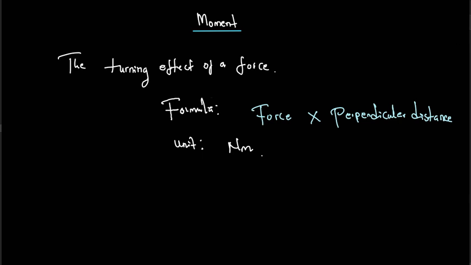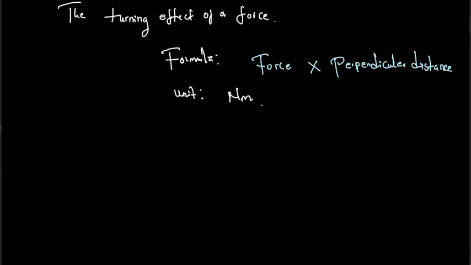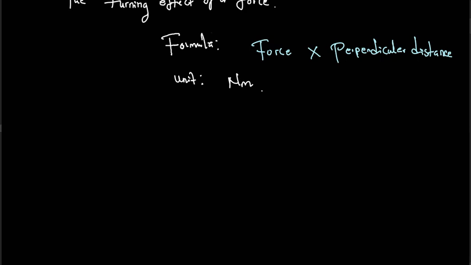So what do we mean by force times perpendicular distance? It just means that the moment of a force is the product of a force and its perpendicular distance only. That is, the force and the distance from the turning point have to be perpendicular.